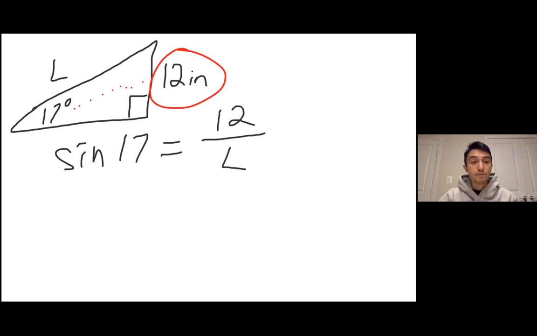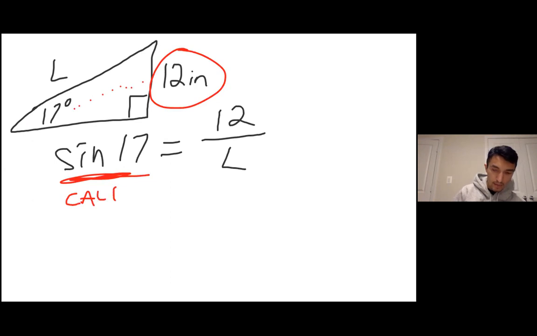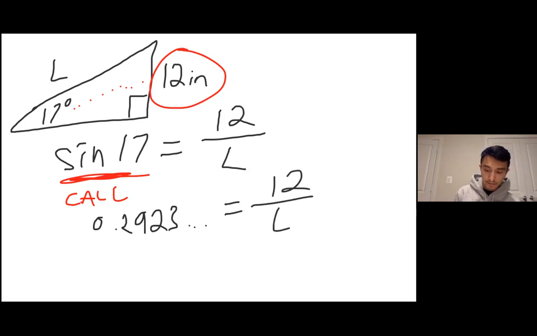This is a little bit different from the problem that we just did a couple minutes ago. Again, you enter it in your calculator. Let me calculate it real quick. Sine of 17 is something around 0.2923. I'm just writing it to show you. And this is going to equal 12 divided by L.